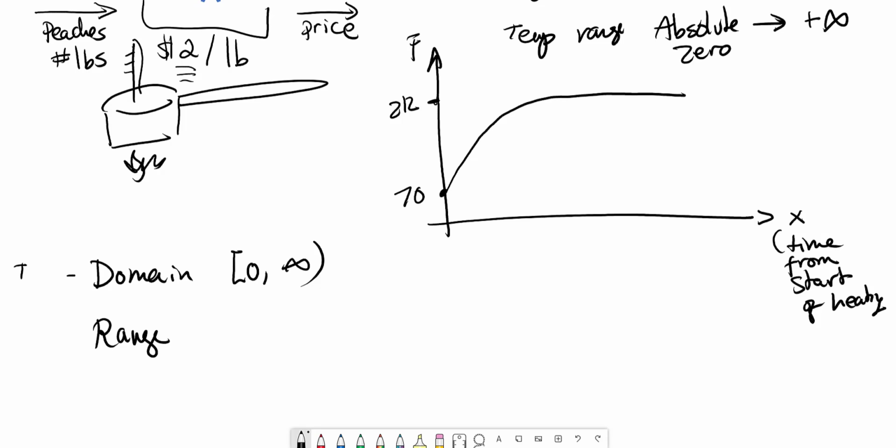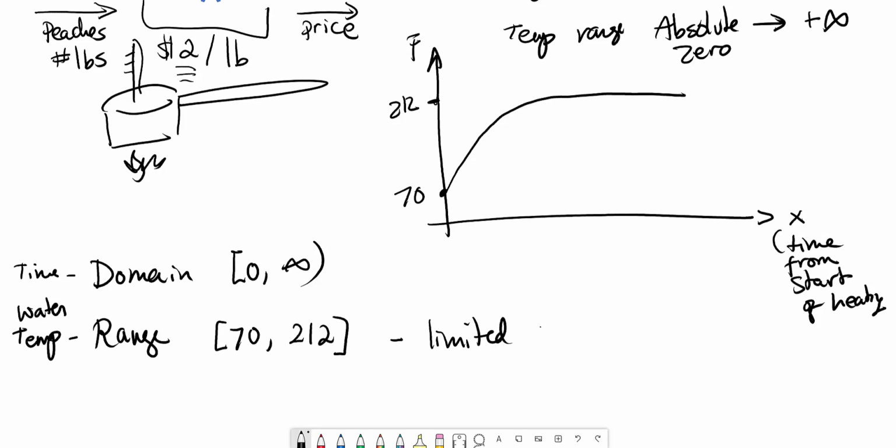Our range is temperature. So domain is time, and it's unlimited. Our range is water temperature. And our water temperature can go from 70, because that's where we started, up to 212. Right? That's in Fahrenheit. That's where water boils. But it will not go further. So our range is a limited set. But our domain is a semi-infinite or unlimited set.